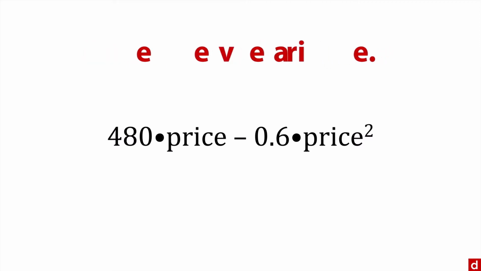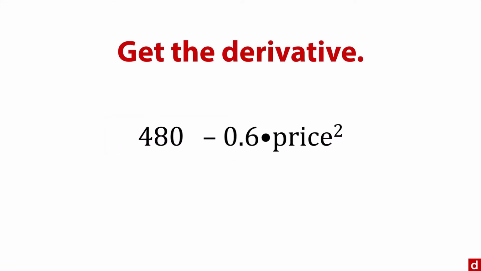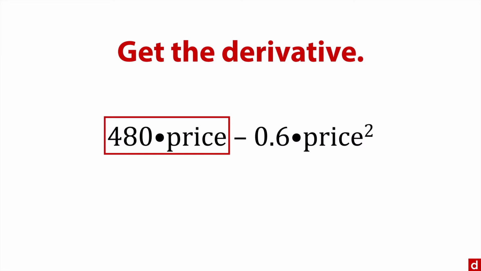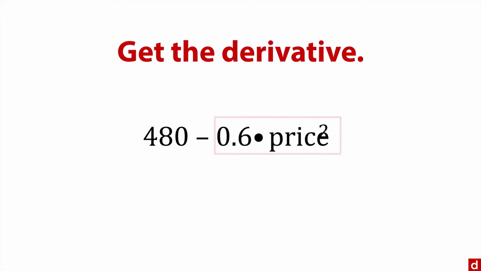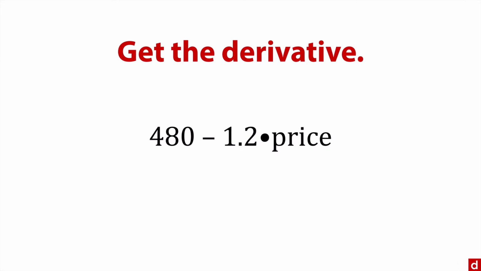What we're going to do now is get the derivative. That's the calculus that we talked about. Well, the derivative of 480 in the price, where price is sort of the x, is simply 480. And the minus 0.6 times the square of the price, well, that's very similar to the thing we did with the curve. And what we end up with is 0.6 times 2, which is equal to 1.2 times the price. This is the derivative of the original equation.